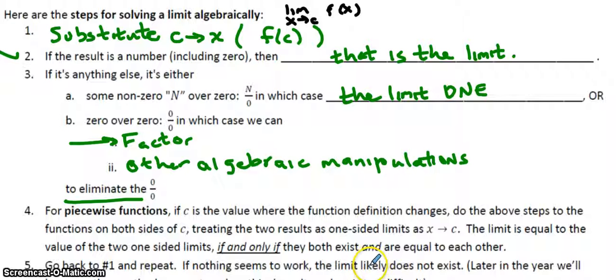If nothing else ends up working, or if we end up with a 0 over 0, it's possible, or a number over 0, it's possible that the limit doesn't exist at all.